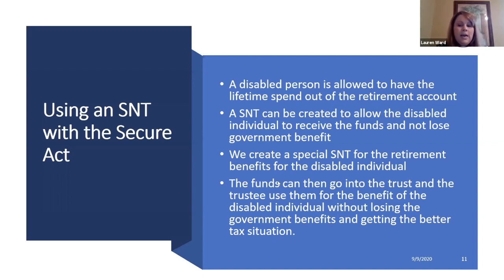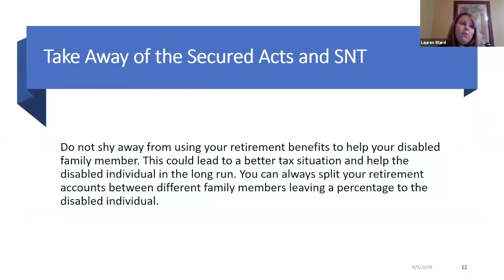And I think it's a good time to look at the Secure Act and see if this would be a benefit to you for your disabled loved one. So the takeaway from this is don't shy away from using your retirement benefits. This could possibly lead to a better tax situation and help the disabled individual in the long run. And the thing is, you don't have to give your whole retirement account to your disabled loved one. You can split it. You can work with your financial advisor or whoever is holding your 401(k) and say, I want 50% to go to the trust and 50% to go to my other child. We can work around that to make that work for you.